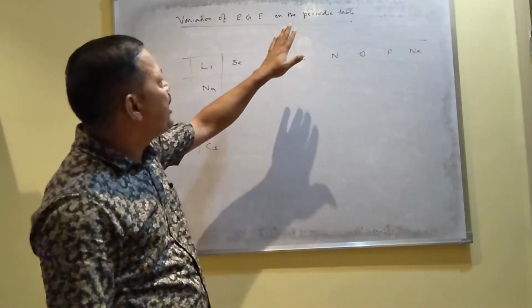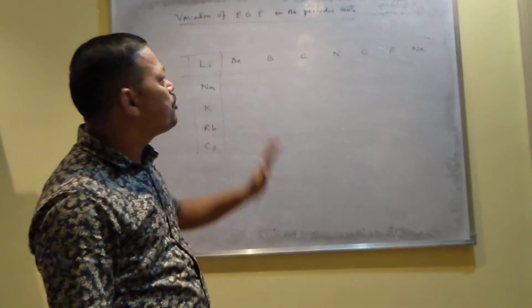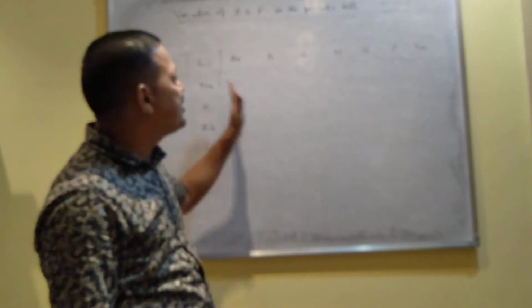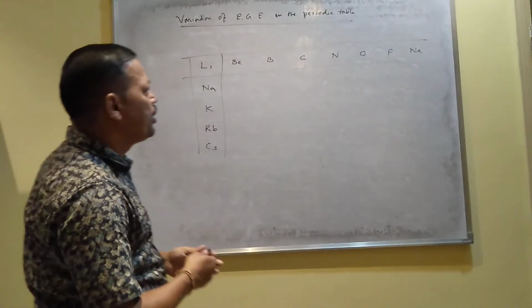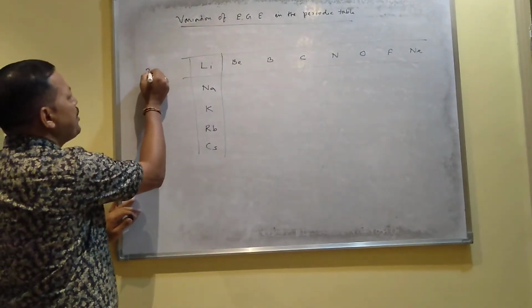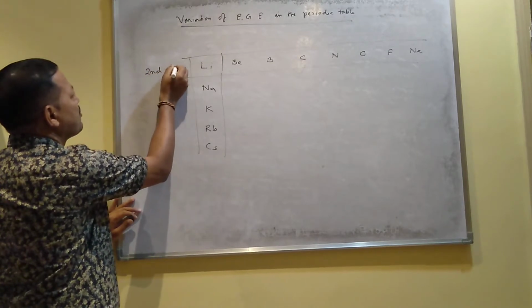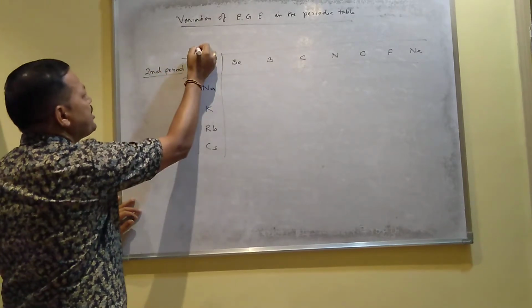Variation of electron gain enthalpy in the periodic table. I mean how the electron gain enthalpy changes along a period and in a group. Here this is second period elements, and this is group number 1.